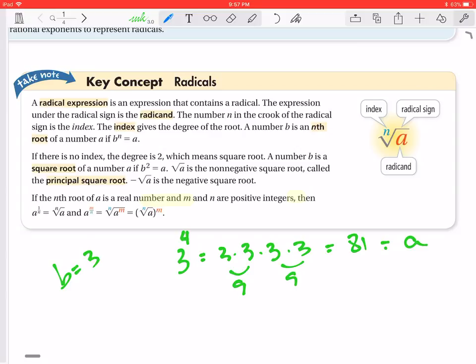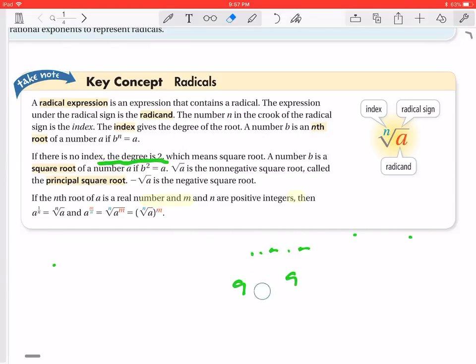Now, we could also look at it in terms of this as well, but we'll get a little bit deeper later on. Now, if there is no index, let me erase this. Let's say I have the square root of 4. If there's no index number right here, it's blank. We don't consider that 1, we consider that degree to be 2, which means square root, as we've heard before. And that number b is the square root of a number, meaning that number times itself twice.